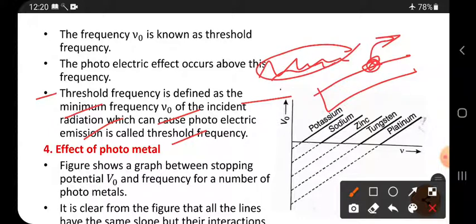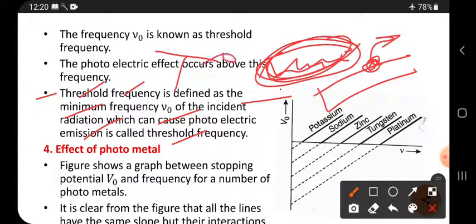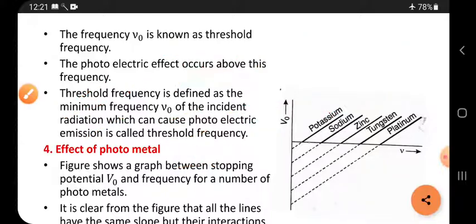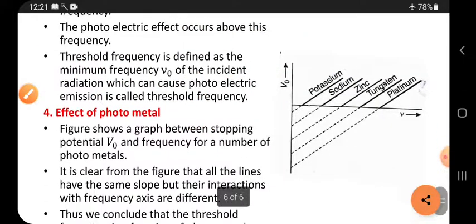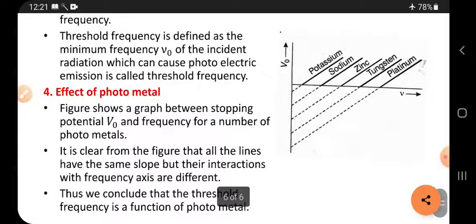This frequency is known as the threshold frequency, and the wavelength corresponding to this frequency is called the threshold wavelength. It is denoted by lambda naught. Threshold frequency is nu naught, and lambda naught is the threshold wavelength. At that wavelength only, electrons will be ejected from the metal surface.